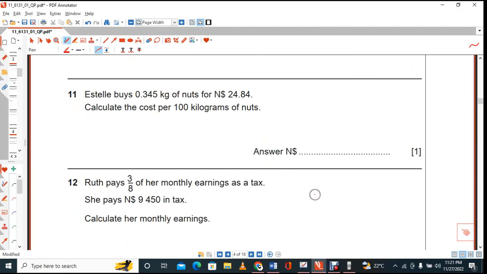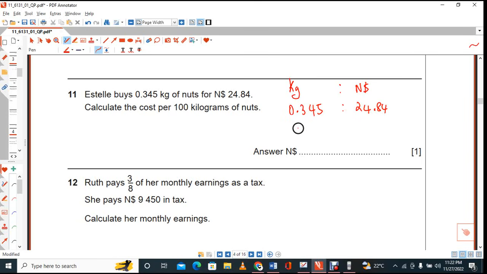Question 11, Estelle buys 0.345 kilograms of nuts, and she buys them for $24 million and 84 cents. You're supposed to calculate the cost per 100 kilograms of nuts. Okay, so there are many ways you can do this. Essentially, you can compare them if you want to. So you can compare the kilograms, in this case 0.345, and you can compare that to the money. So that gives you about that.